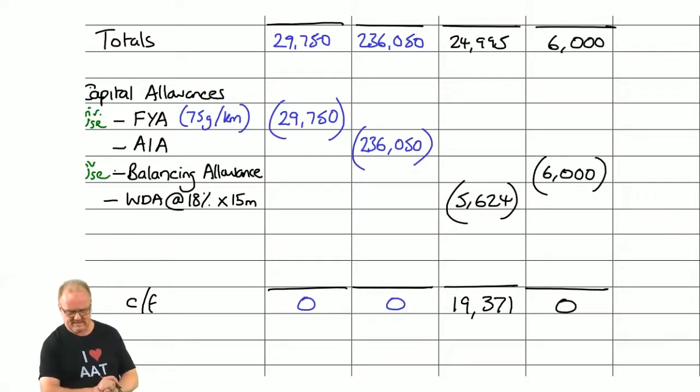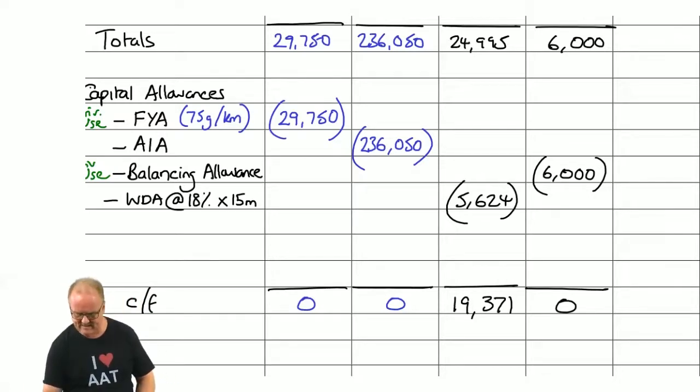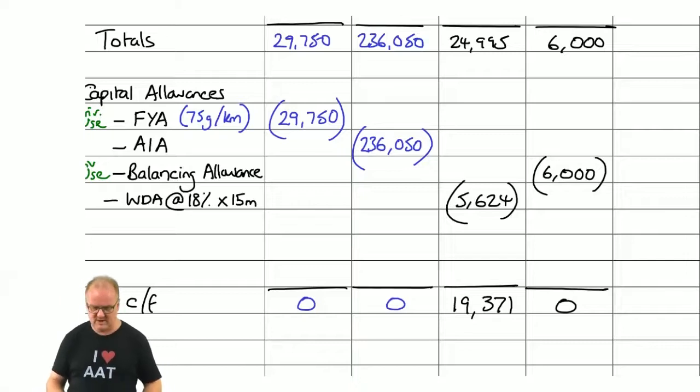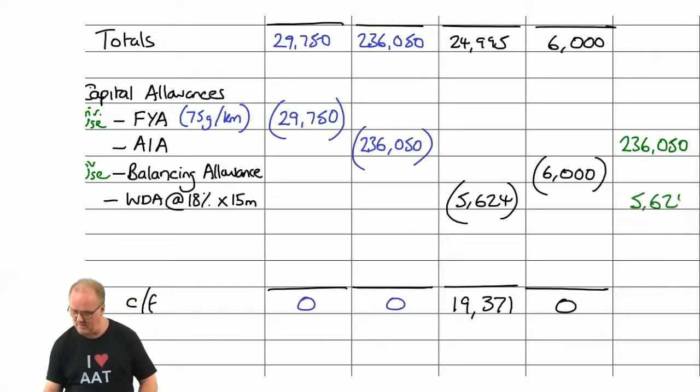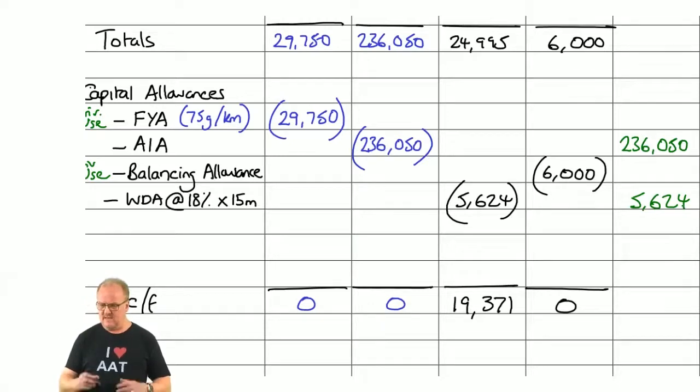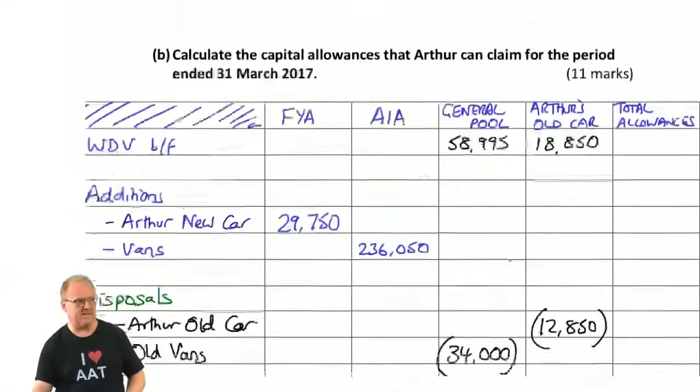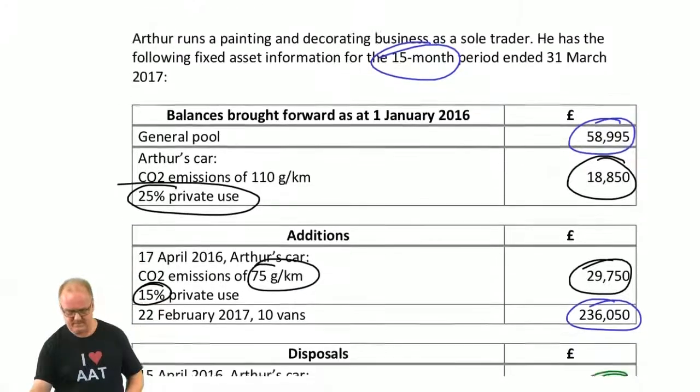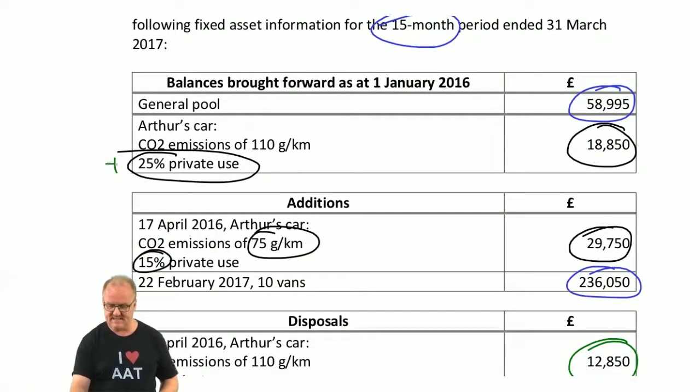So what happens then? Well, let's take the allowances over into the final column just so we've got them all there. And let's do it in green actually. The 236,050, that's fine, no problem with that. And the 5,624, no problem with that. But the other two have got private use. The old car, let's just go and remind ourselves up here, was 25% private use. The new car is 15%.